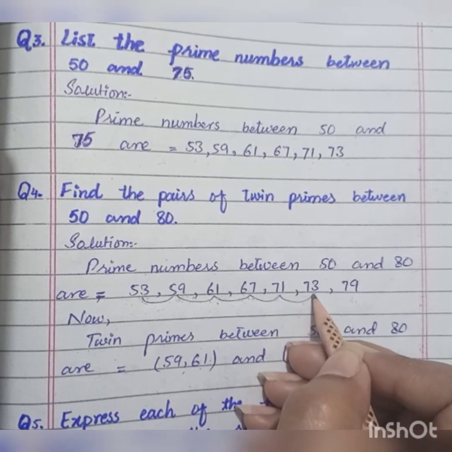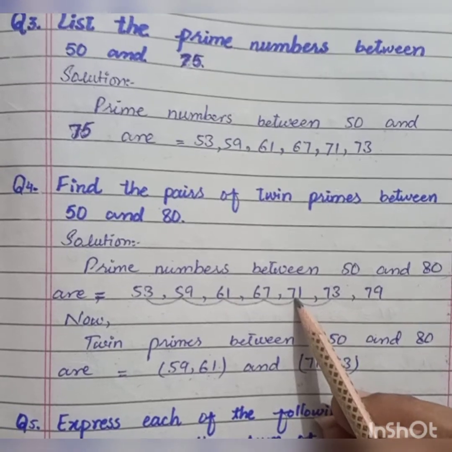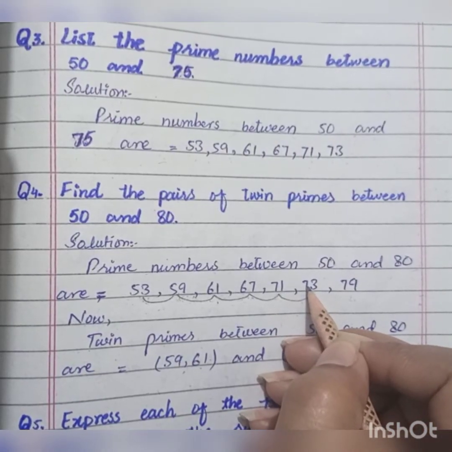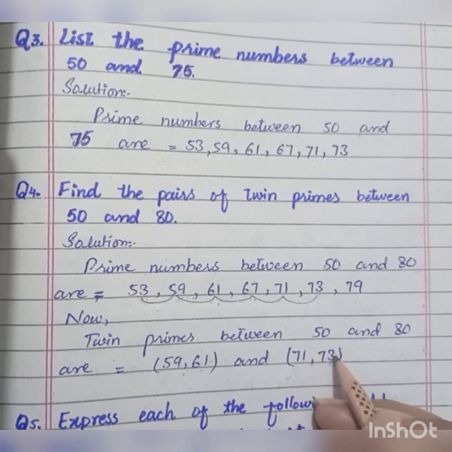Now let's check 73 minus 71. The difference of 73 and 71 is equal to 2, which shows that this pair is twin primes, as I have mentioned here, 71 and 73.